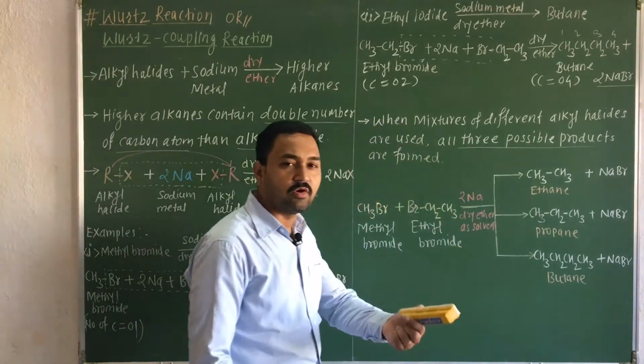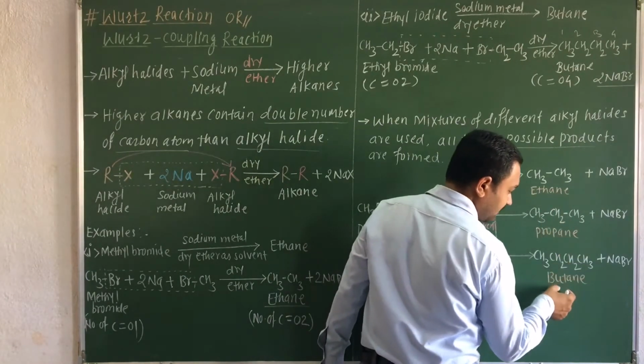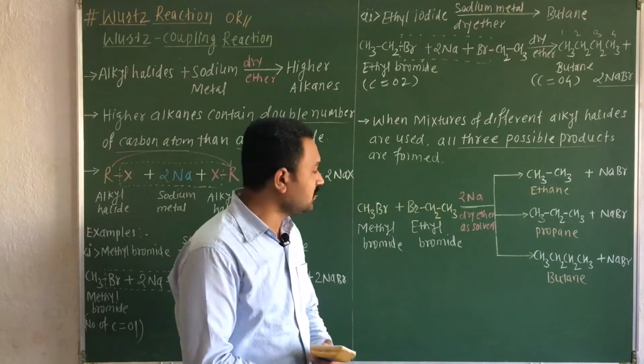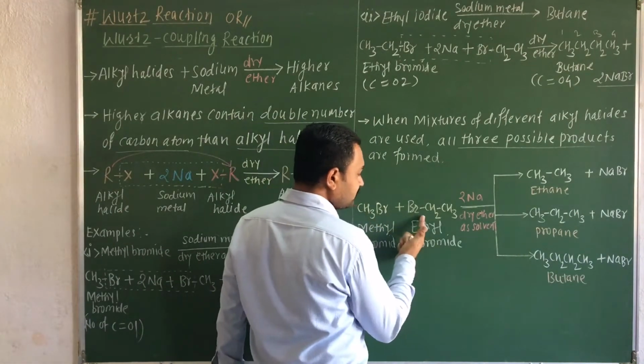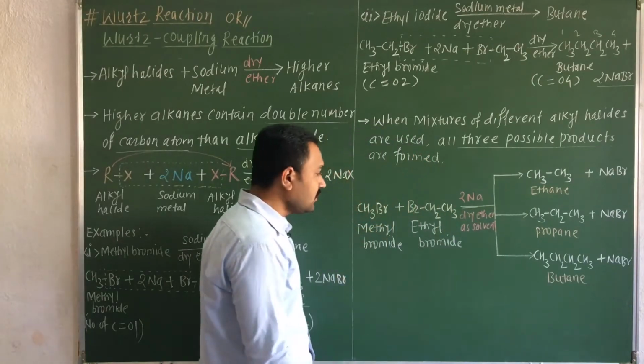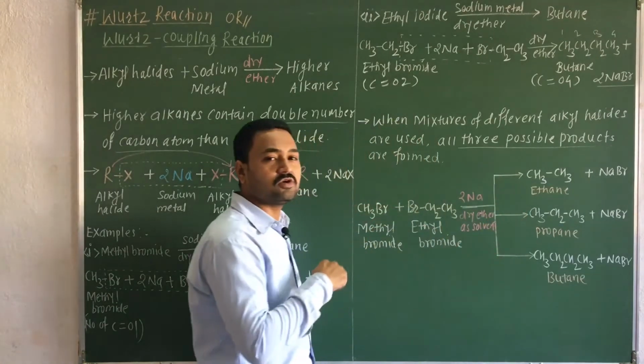Now which products do we obtain here? Actually, we obtain ethane, propane and butane. Now how are these products formed? We know that we have taken two different alkyl halides treated with sodium metal. So the first product we obtain is ethane. Now how is ethane obtained?